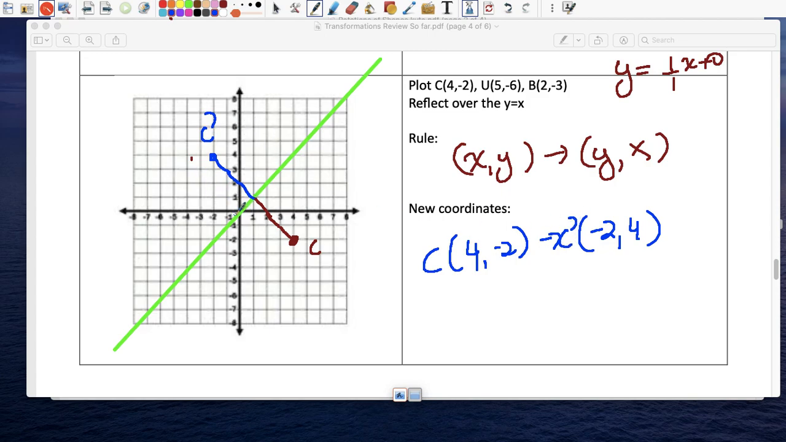Oh, is that true? Well, if you count here, is this point really -2 and 4? Yeah, 2 to the left and 4 up. We are golden. U is 5, -6, which is right here. That's point U.